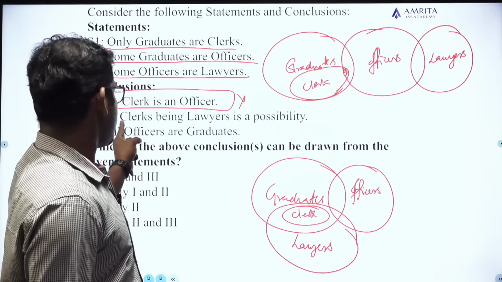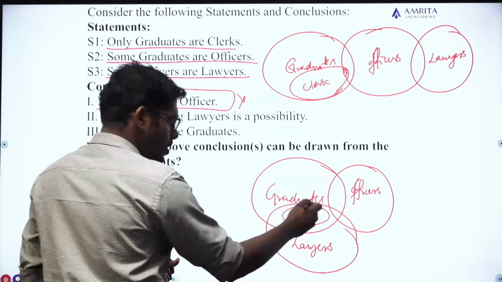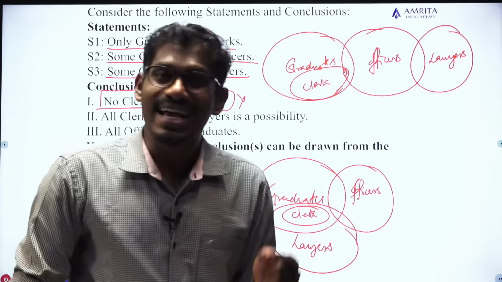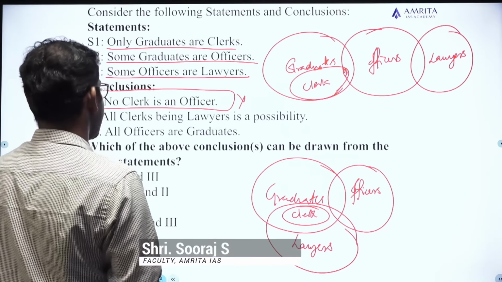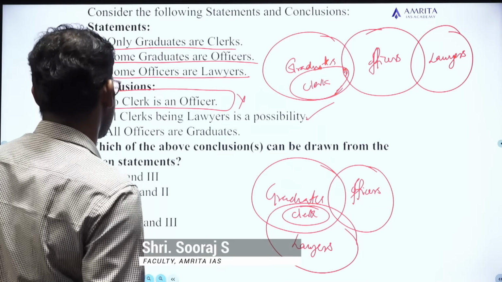Then what can we say? All clerks being lawyers is a possibility. All these clerks being lawyers is a possibility. Is it possible? Yes, it is possible. Clear? So, the second statement is correct. Now we have to move to the third one.